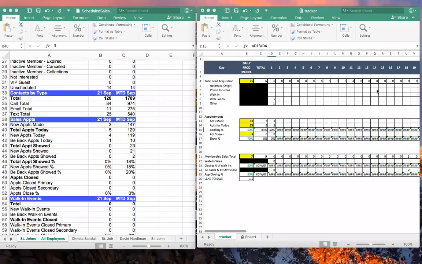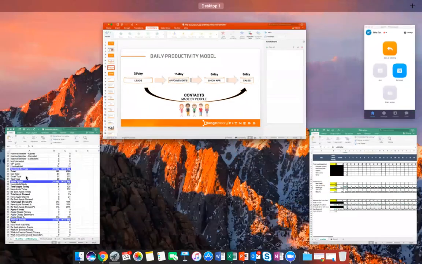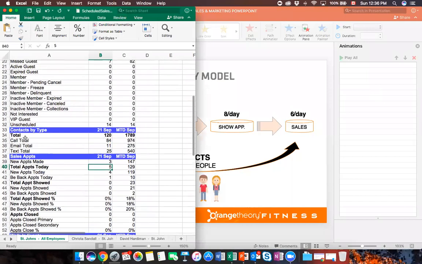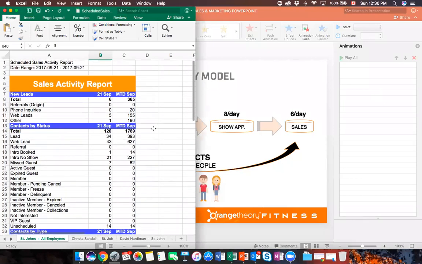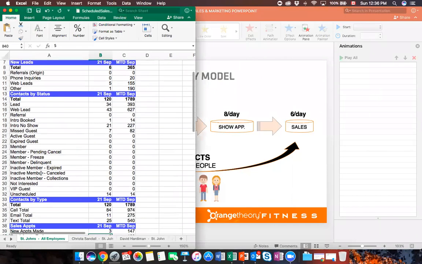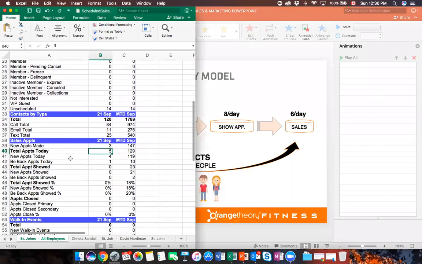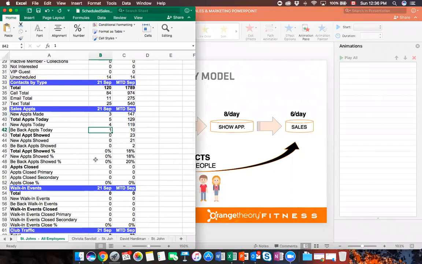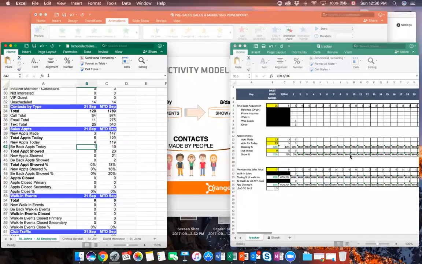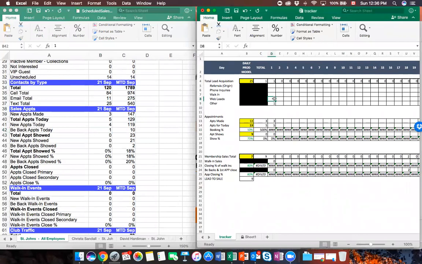Now, one of the reports that we're going to be automating in ClubOS is called the Daily Sales Report. This report is going to allow you to know how many leads came in, who was contacted, how were they contacted, and were appointments actually booked. I'm going to give you guys access to what I call a tracker. This tracker allows me to know how successful am I in regards to achieving these metrics, okay?